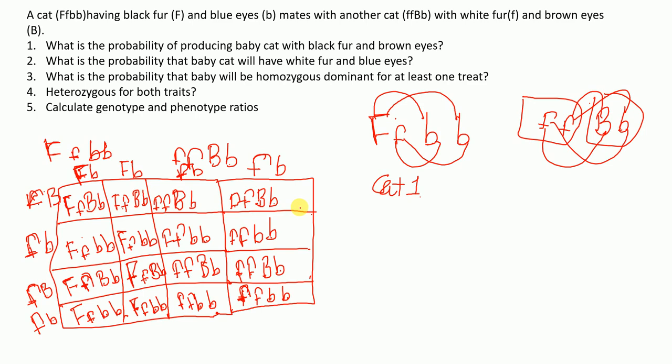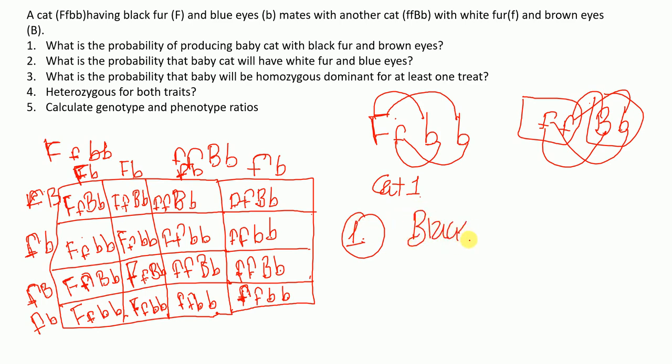Okay, so now we fill this Punnett square, guys. It was a little bit time consuming. You guys also can forward this video. So now the first question is, what is the probability of producing a baby cat with black fur and brown eyes? For question number 1, we are looking for black fur.